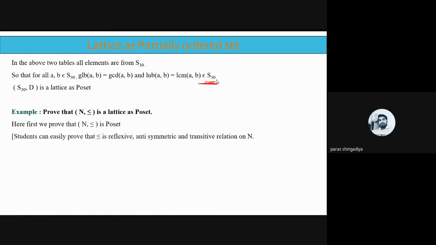Clear? So just try it by yourself, and for any doubt you can ask me, and then after we'll prove that it is a lattice. So first try it by yourself and you can easily prove it.